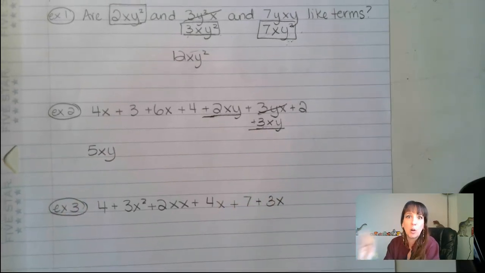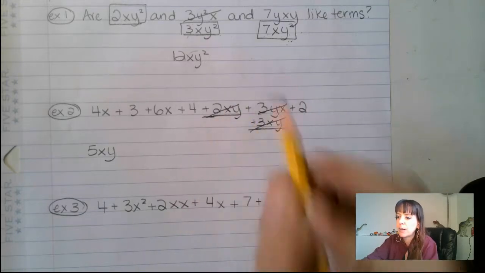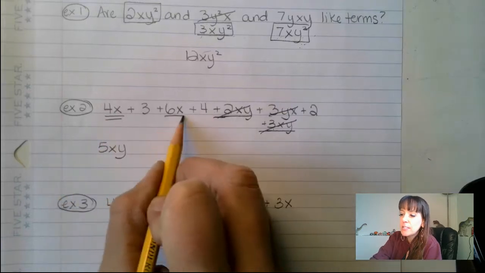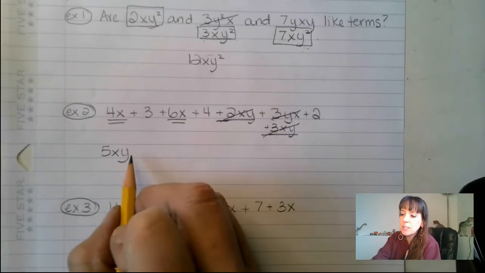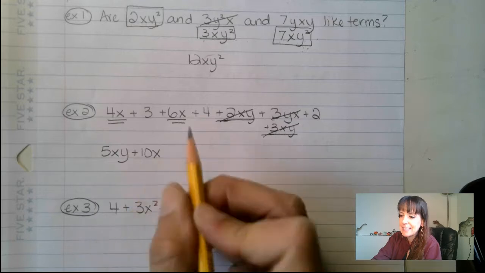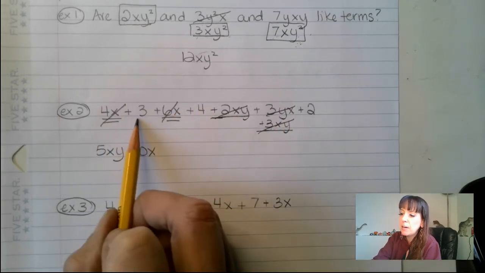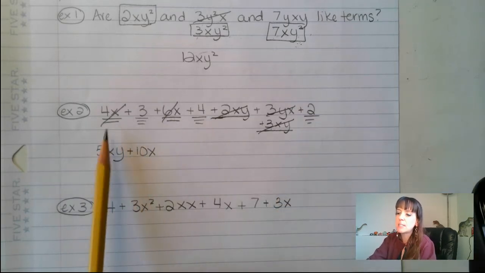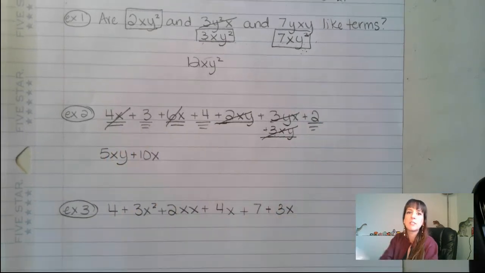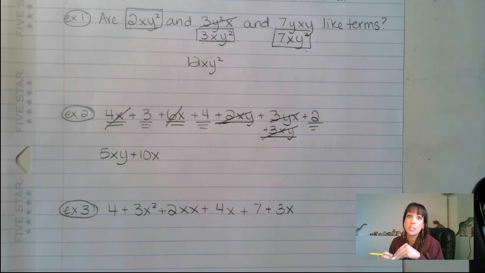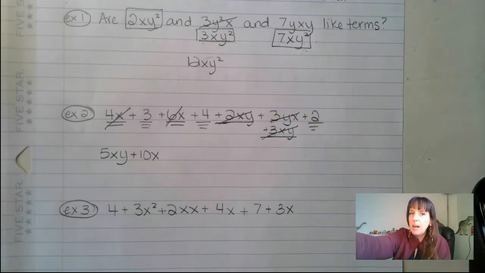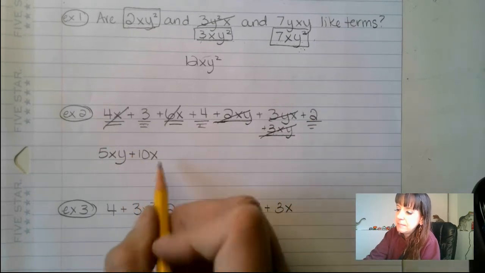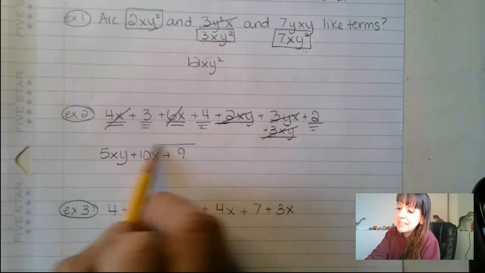Here's the satisfying part. Once you've got that, just cross them off so they're out of your way. Now we're going to do our 4x and our 6x. I don't see any other x's there, so those combined give us 10x. Cross off, cross off. Now we're going to do our 3, our 4, and our 2. Notice I'm double underlining some things, triple underlining the others. That's because I'm identifying which ones are like terms. It's just a helpful thing to do. Okay, so then we've got 3 and 4 is 7, 8, 9, so plus 9. And this is your final answer.